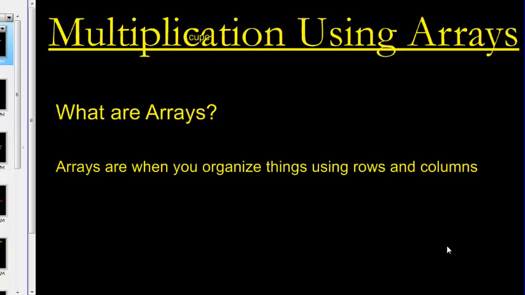We've come now to part 2 of multiplication. This is multiplying using arrays. We're going to start off by looking at what that word array means. Arrays are whenever you take a bunch of objects and you organize them in rows and columns.